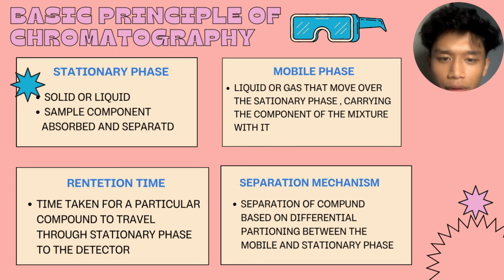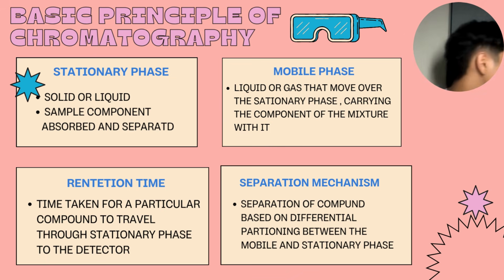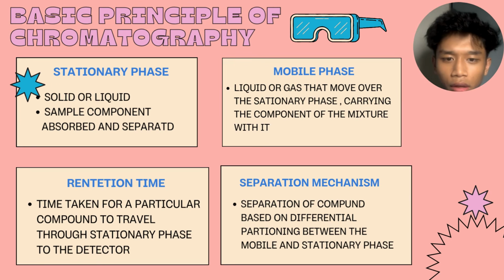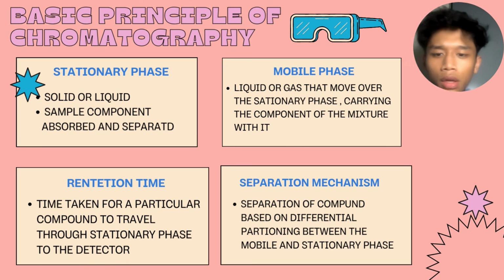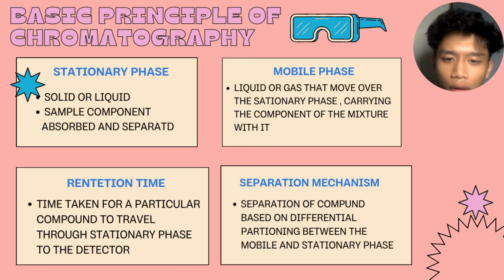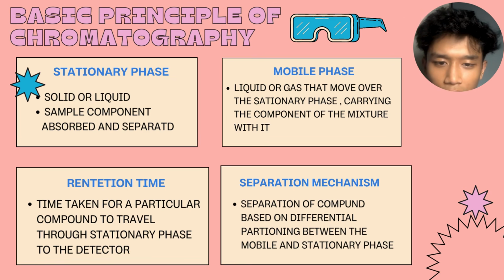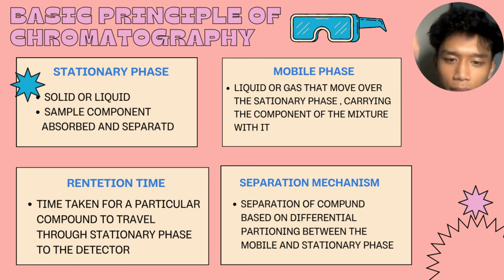And then we have the mobile phase. It can also be in liquid or gas form, and it moves over the stationary phase, carrying the components of the mixture, which is the sample, with it. Then we have the retention time. It is the time taken for a particular compound to travel through the stationary phase to the detector. And then the separation mechanism: the separation of compounds based on differential partitioning between the mobile and stationary phase.